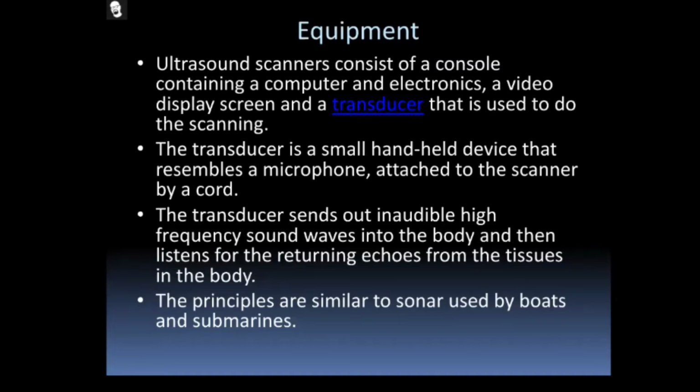The transducer, coming to the point. The transducer is a small handheld device that resembles a microphone attached to the scanner by a cord. Through that only the signal can be received, because this transducer sends sound waves. That is a very important thing to remember. X-ray and CT produce X-ray radiation. In MRI, they produce radio frequency waves. Here, the input rays we use are sound waves, ultrasound waves. That is a very important thing.